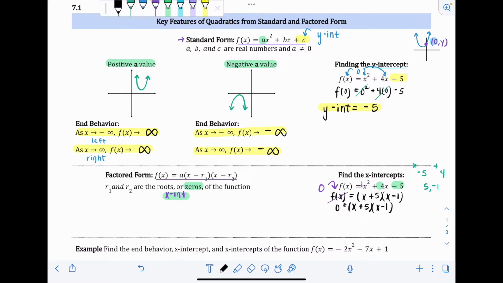So now we just need to set each factor equal to 0. So we'll do x plus 5 equals 0. And then x minus 1 equals 0. And then we'll just solve each separately to get x by itself. So if I subtract the 5 over, I would get x equals -5. If I add the 1 over, I would get x equals 1. So solutions and x-intercepts are all the same thing. They're all in the same family. So these are both x-intercepts. So x equals -5 and x equals 1.